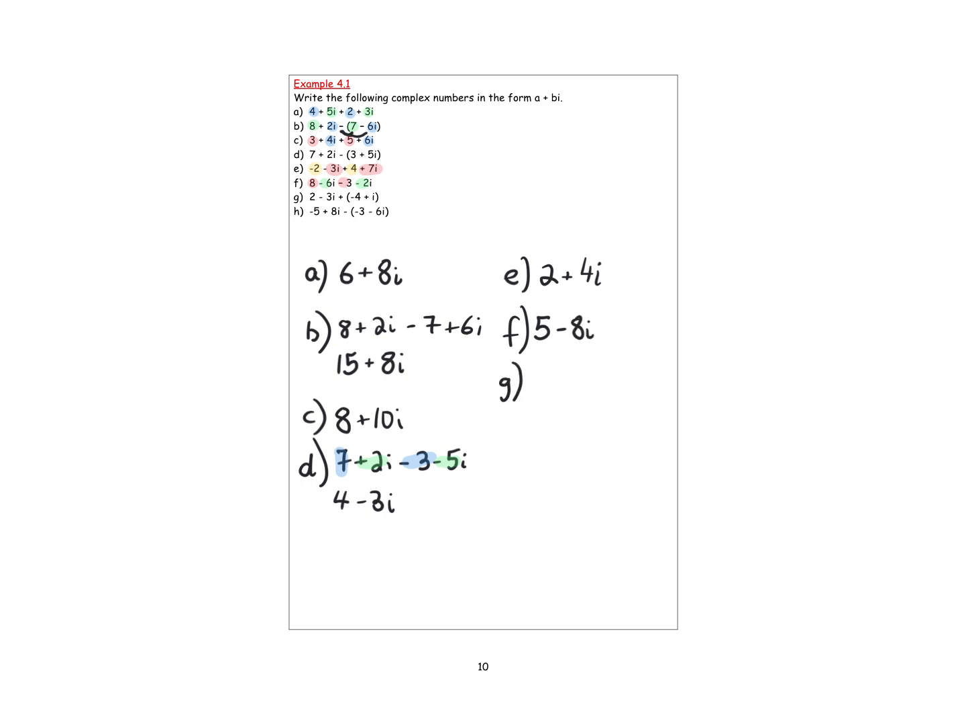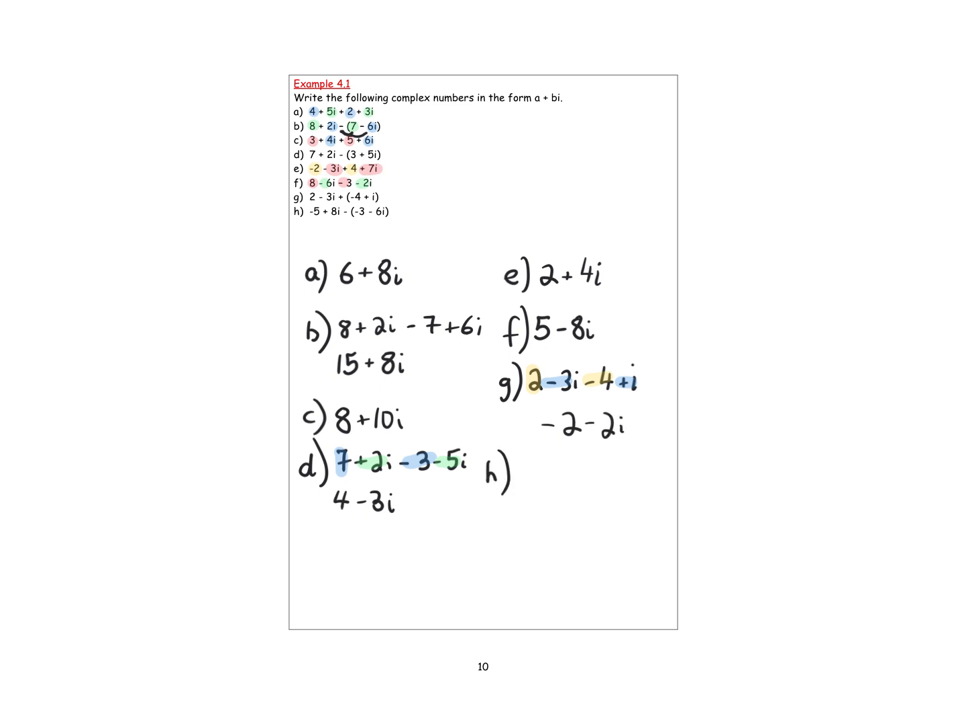G, again, we have to look at the bracket to begin with. However, because this is a positive, the positive sign won't change any sign within the bracket. So we'll have 2 minus 3i minus 4i plus i. The real parts then, we have 2 minus 4 and minus 3i plus i in the imaginary, leaving us with the real where we have 2 minus 4, which is minus 2, and minus 3i plus i, which is minus 2i.